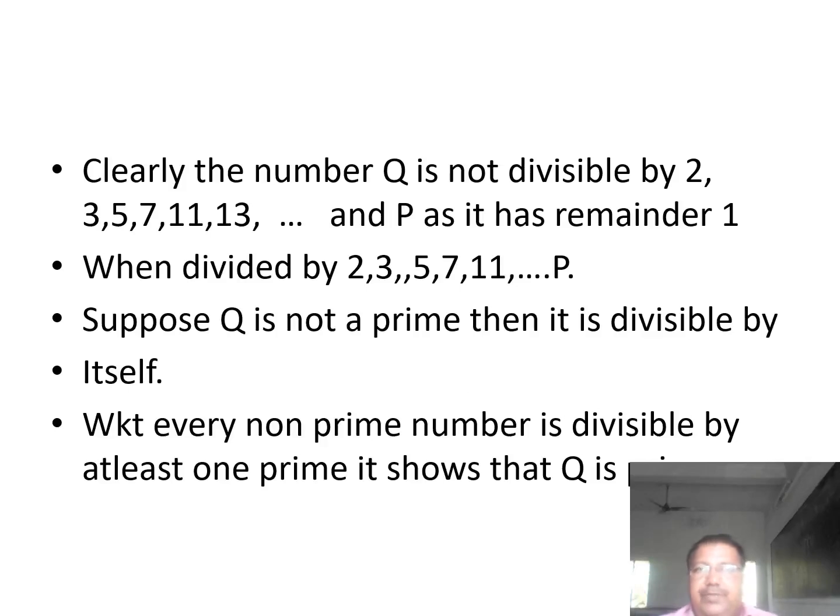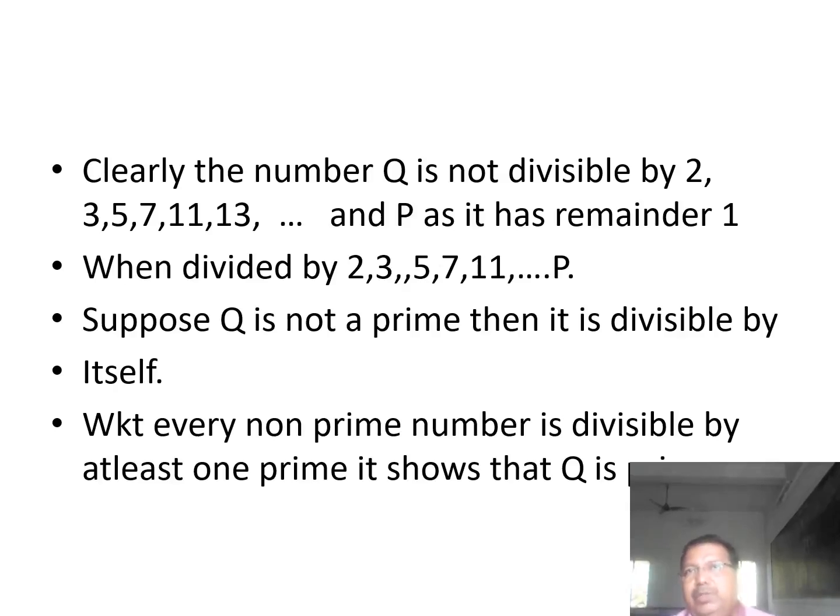Clearly, the number which we have constructed, that is Q equal to 2 times 3 times 5 times 7 times 11, etc. up to P, plus 1, is not divisible by 2, 3, 5, 7, 11, 13 and P, as it has remainder 1 when divided by these numbers. If you divide Q by 2, you will get remainder 1. If you divide by 3, you will get remainder 1. If you divide by 5, you will get 1. Similarly, if you divide Q by P, you will get remainder 1. So Q is not divisible by 2, 3, 5, 7, etc. up to P.